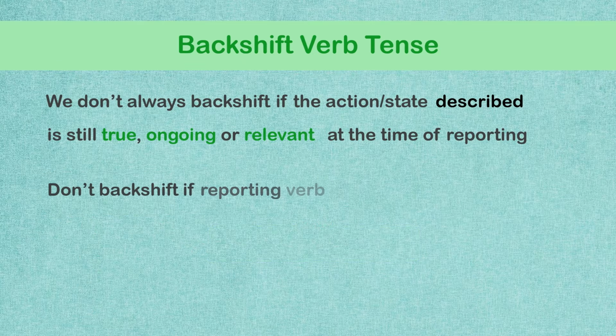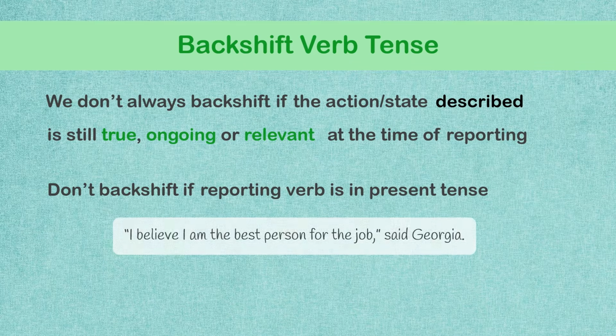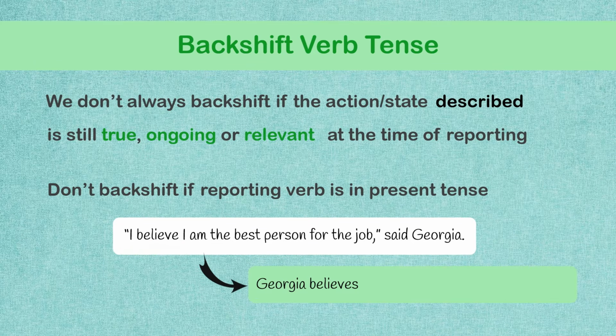We also don't backshift if our reporting verb is in present tense. If the reported speech is still relevant to the present moment, the reporting verb can be used in the present tense. Let's take this as an example. "I believe I am the best person for the job," said Georgia. If this is an ongoing belief or opinion, we might choose to use a reporting verb in present tense. Georgia believes. Here we've used the present form believes instead of the past tense, Georgia believed.